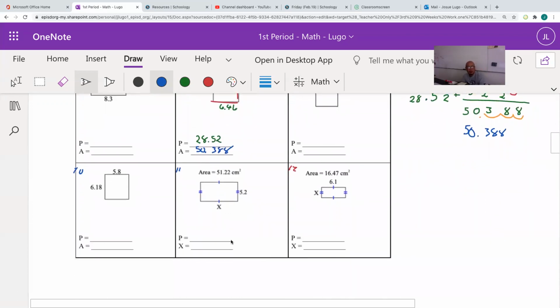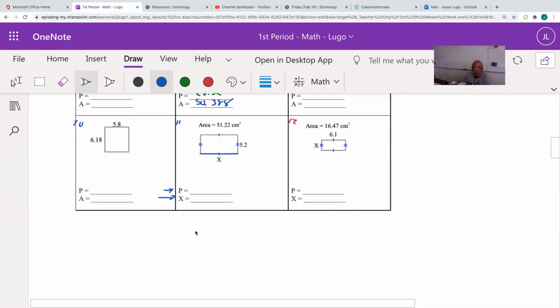Now, the last two, even though they're bonus, meaning they're not for a grade, I do want to show you something. Notice how they want us to find the perimeter and they want us to find the length of x right here. Okay, how am I going to do that? Well, they give us the area. So let's begin with the area equation.